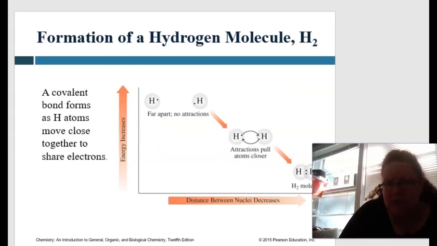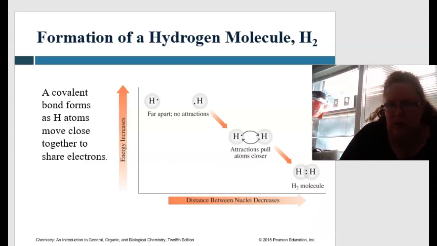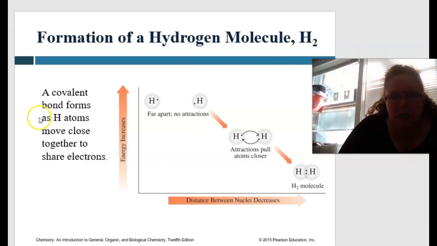All right, so the formation of a hydrogen molecule: the energy level changes and the distance between the nuclei decreases, and this is when the covalent bond forms, as the hydrogen atoms move closer together to be able to share those electrons. You can see these are far apart with no attractions, but then the attractions pull them close together, and when they bond and share that charge, we have a stable molecule down here.